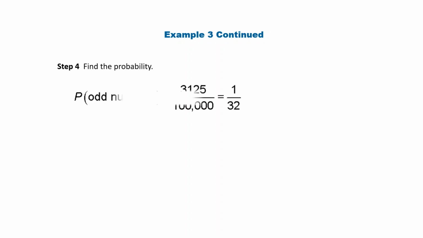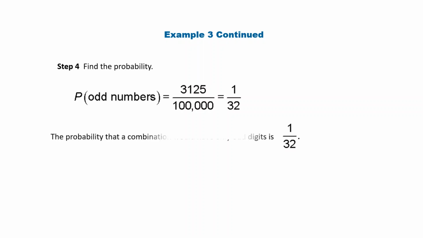So now that we know both pieces of information, the favorable outcomes and how many possible outcomes, now we can find the probability. So the probability of odd numbers is 3,125 out of 100,000, and we can reduce that to 1 over 32. Therefore, the probability that a combination would have only odd digits is 1 in 32.